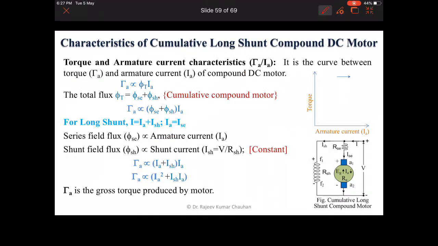Let us discuss the torque and armature current characteristics of cumulative long shunt compound DC motor. The electrical circuit diagram of a cumulative long shunt compound motor is shown in figure. Here, the series field winding is connected in series with the armature circuit, while the shunt field winding is connected in parallel with the series combination of armature and series field winding. The voltage V is applied across the series combination of series field winding and armature, as well as across the shunt field winding.